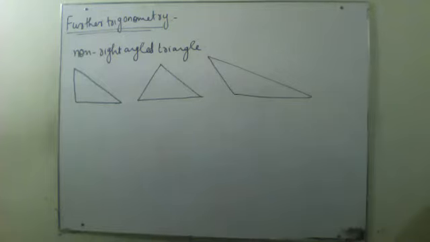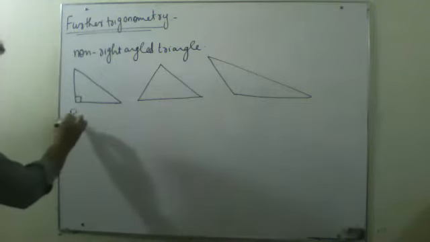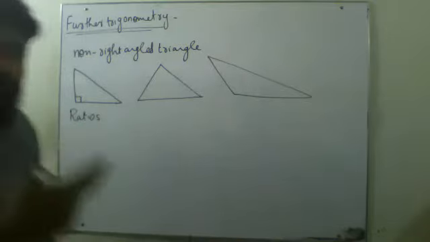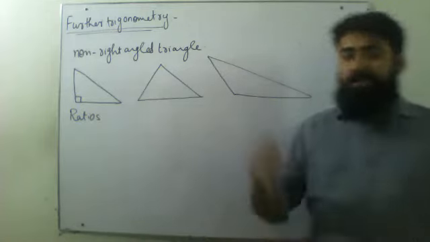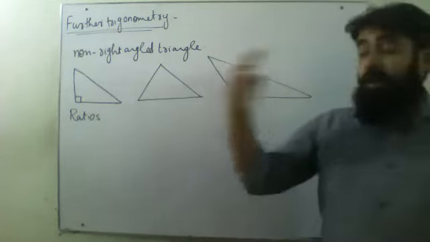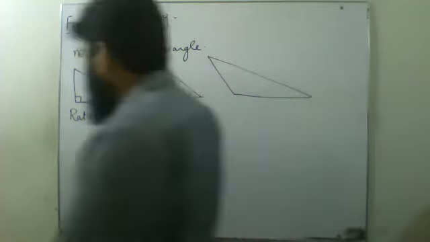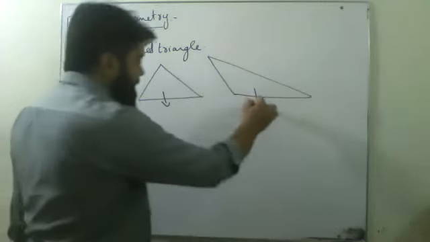Now when we are talking about right angle triangles, we have got ratios: sine ratio, cosine ratio, tangent ratio. We have got three ratios, right? Sine is perpendicular over hypotenuse, cos is base over hypotenuse, and tangent is perpendicular over base.